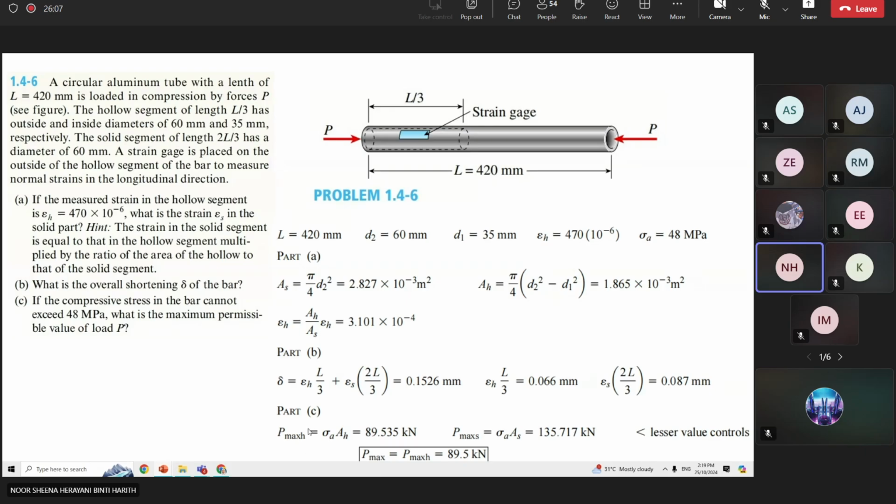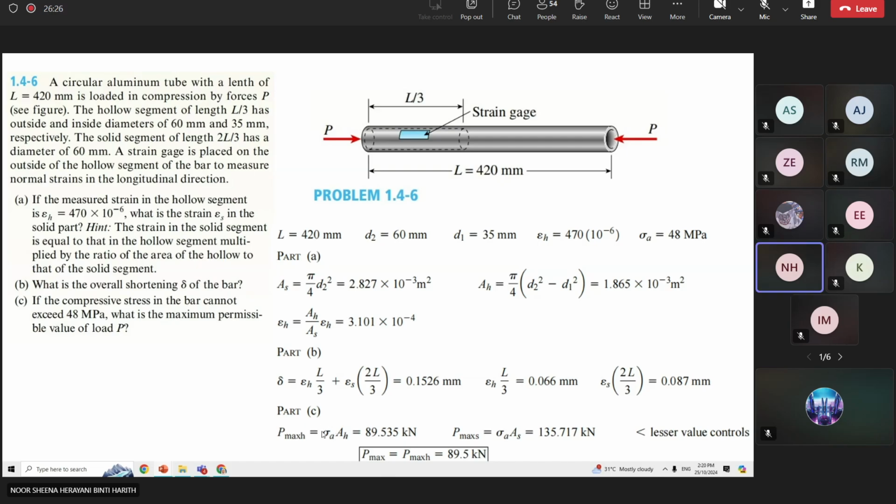For the hollow part, the maximum load P comes from the stress equation, sigma equals force divided by A. You rearrange it, and from that you get P equals sigma times A.